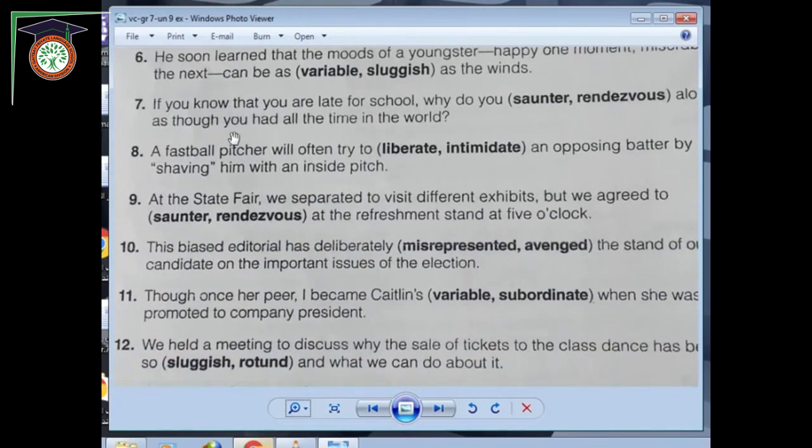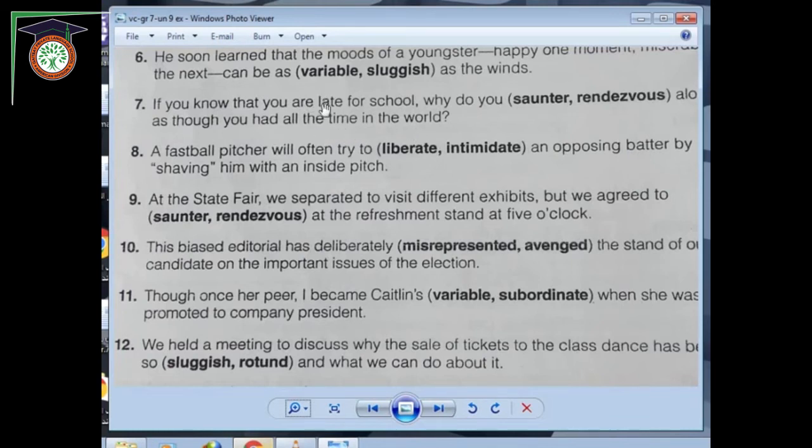Number 7, if you know that you are late for school, why do you saunter or rendezvous along as though you had all the time in the world? What is this? If you know that you are what? Late. This is the word, late. Someone is late. Why do you what? Along as though you had all the time. You are late, and you what?